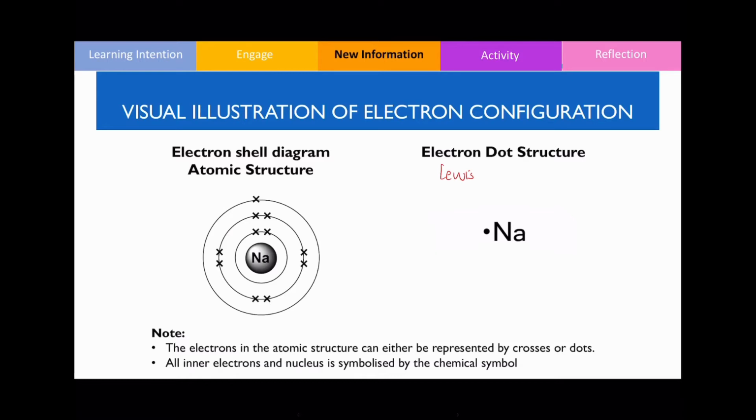Now, when you do either the Bohr diagram or the Lewis dot diagram, you could either represent the electrons with a cross or with a dot, okay? So it's just up to you guys. But it's really important that you understand how to actually represent molecules using both processes. But we're mainly going to be looking at the electron dot diagram.